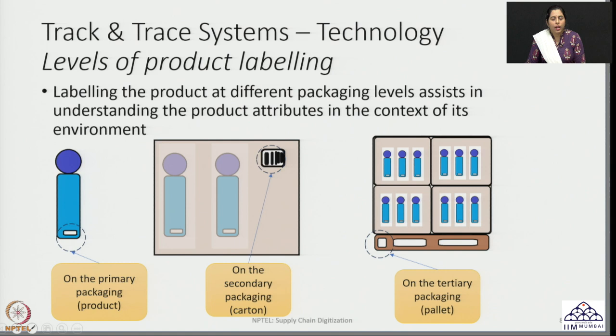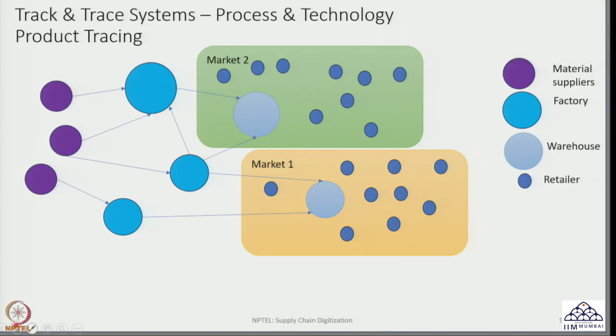So let us look at now how we connect the process as well as the technology aspect. Now in this case, we can have a very complex supply chain network which looks like this. How does product tracing really get captured over here? How do we trace the product which is present over here? So let's say we are interested in knowing for a specific product in market one which has been sold to the consumer, and we don't know where it has been sold from yet.